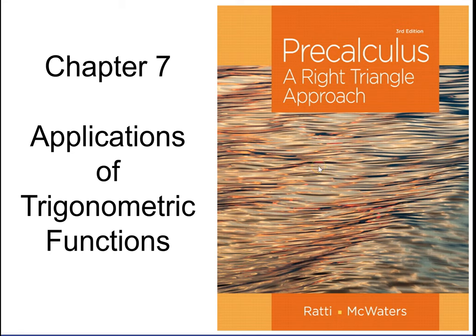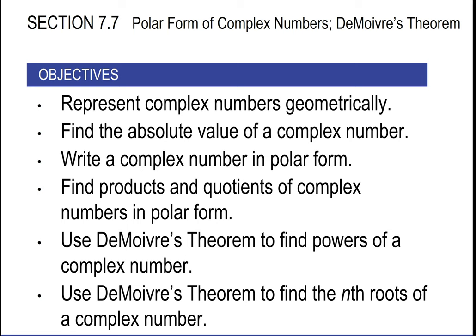All right, now we move on to section 7.7, and we have something called the polar form of complex numbers. I think you dealt with complex numbers earlier on in your math studies. Remember, complex numbers are written a plus bi, where i is the square root of negative 1.